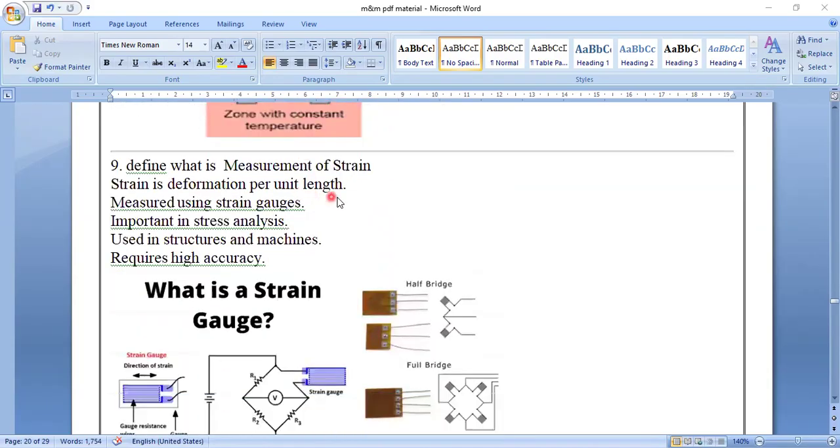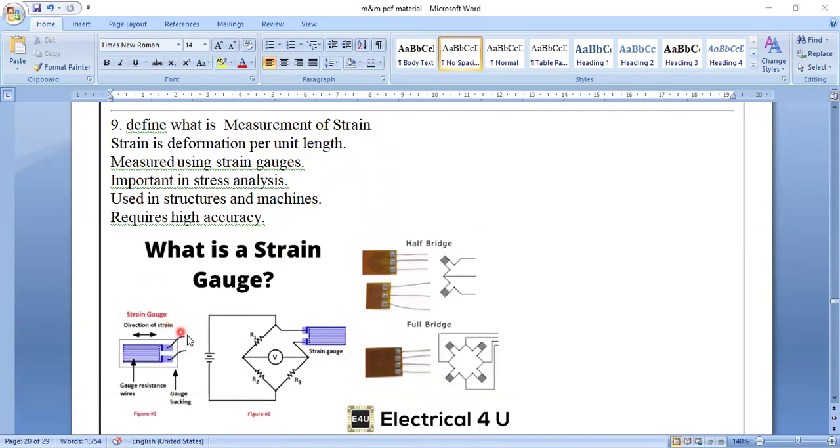Define what is measurement of strain. So you have to measure strain, from the ninth question you can see what strain is. What are the basic strain gauges used for? Strain is basically a deformation per unit length. So if there is a change in the length, an increase or decrease of the length with respect to the original length, it is called strain. Measured using strain gauges only.